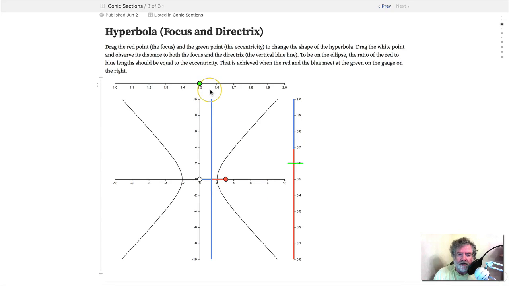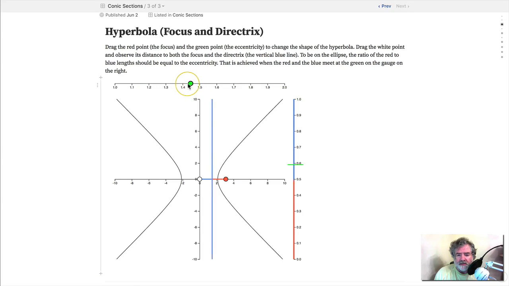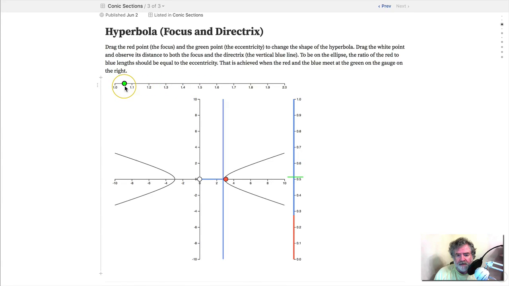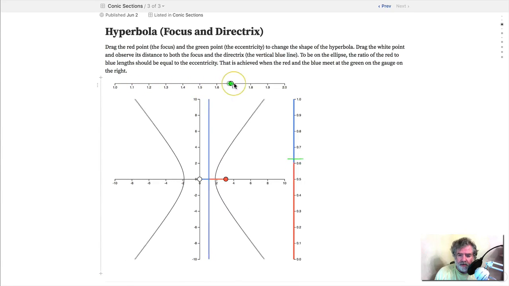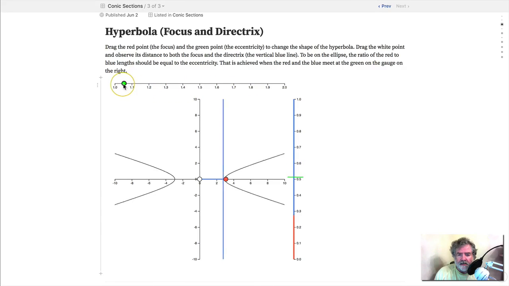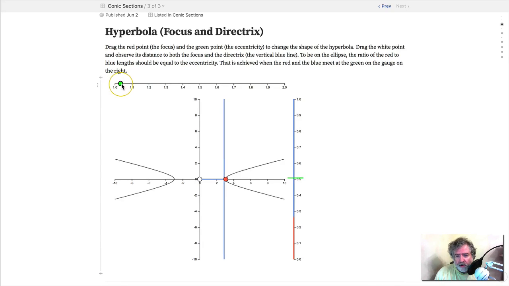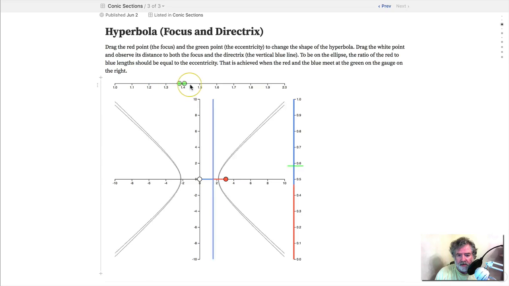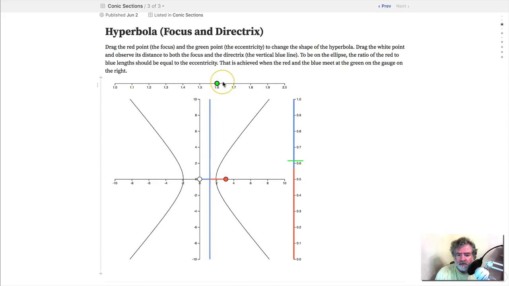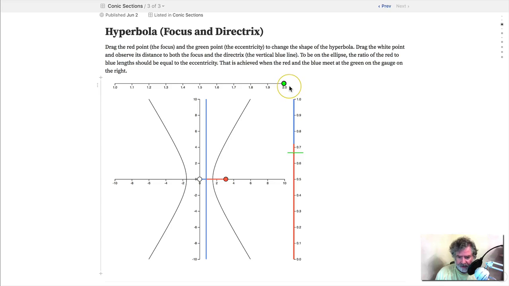And then I also have the eccentricity up here that you can adjust. So if you adjust the eccentricity, for the most part, it flattens out the hyperbola. So we're not going to go below 1 here, because if you go below 1, then you have an ellipse. If you're at 1, you have the parabola. And when the eccentricity is more than 1, that's when you have the hyperbola. And of course, you could go as far out here as you want, but I decided just to stop at 2.